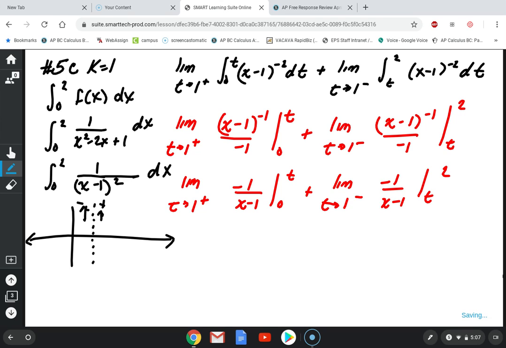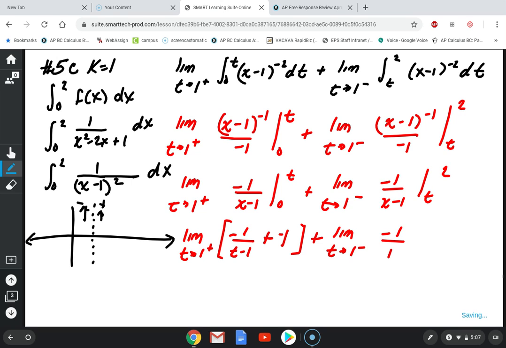All right, so I have the limit as t goes to 1 from the right of negative 1 over t minus 1, minus a negative, so plus, putting in 0, I would have plus a negative 1. Plus the limit as t goes to 1 from the left, putting in the 2, so I have negative 1 over 1 minus a negative 1 over t minus 1.